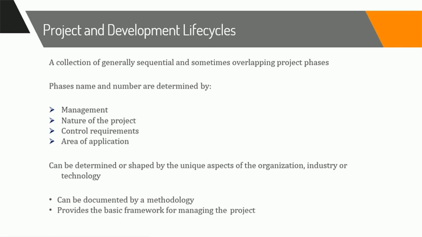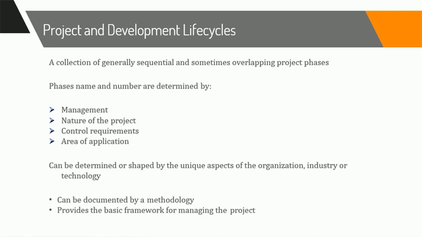It can have specific project work involved, but these phases can be sequential, iterative, or overlapping according to the nature of the project. The phase names and numbers are determined by the management, nature of the project, control requirements, area of application, type of industry, and also by the unique aspects of the organization or technology. We have to document this by a methodology, and these provide a basic framework for managing the overall project.